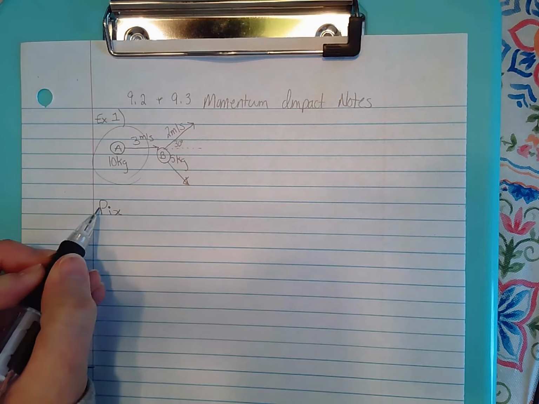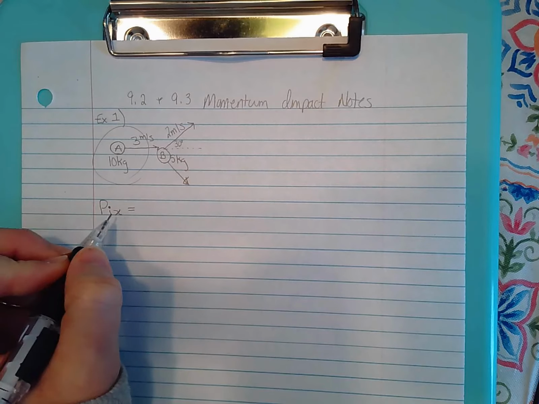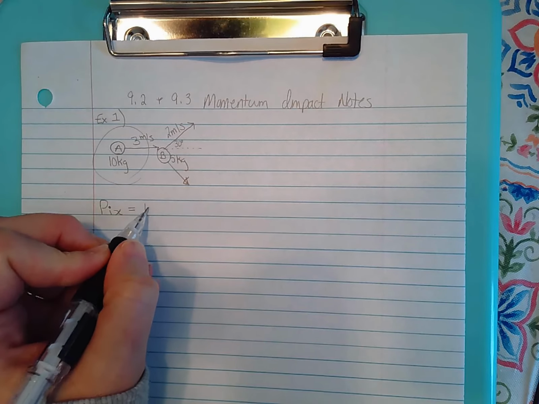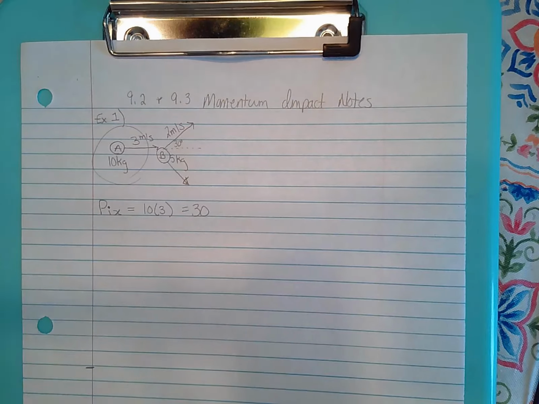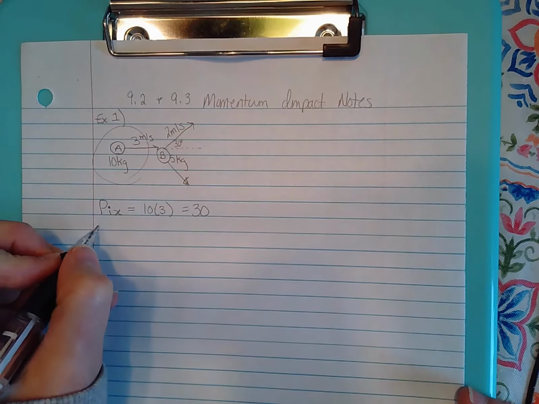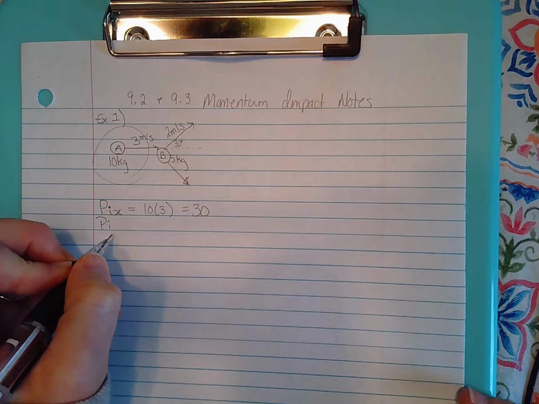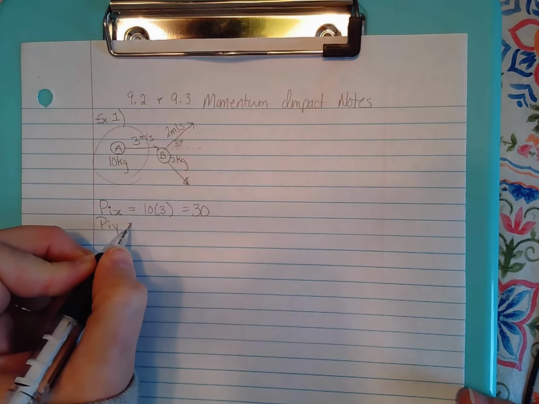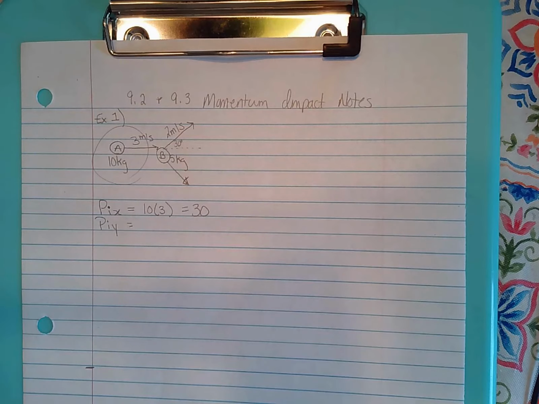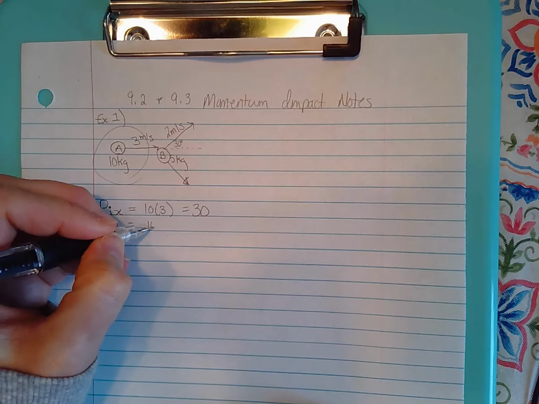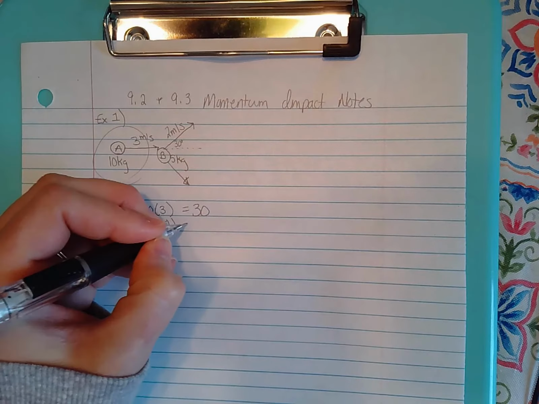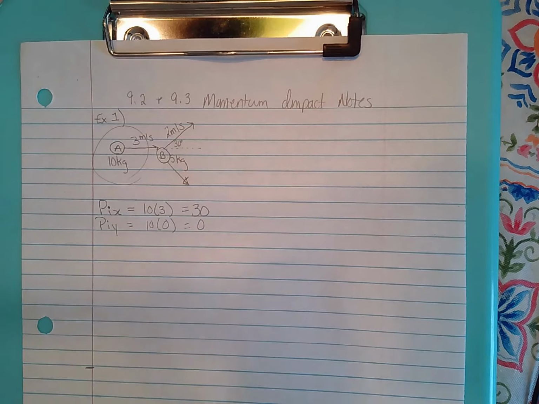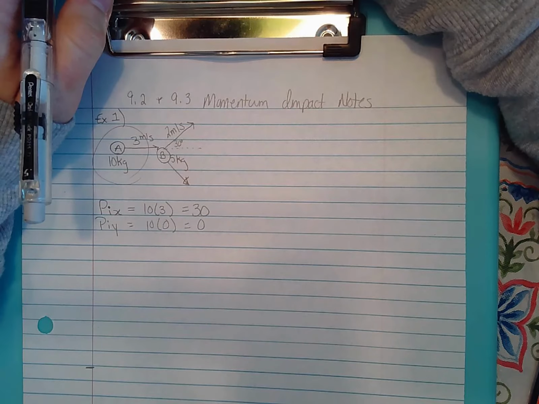The initial momentum in the X direction is going to be my mass times my velocity. So 10 times 3, so my momentum is 30. Now we also need to talk about my initial momentum in the Y direction. My initial momentum in the Y direction is how big it is, 10, times how fast it's traveling in the Y direction, 0. So the momentum initially in the Y direction, vertically, is 0.